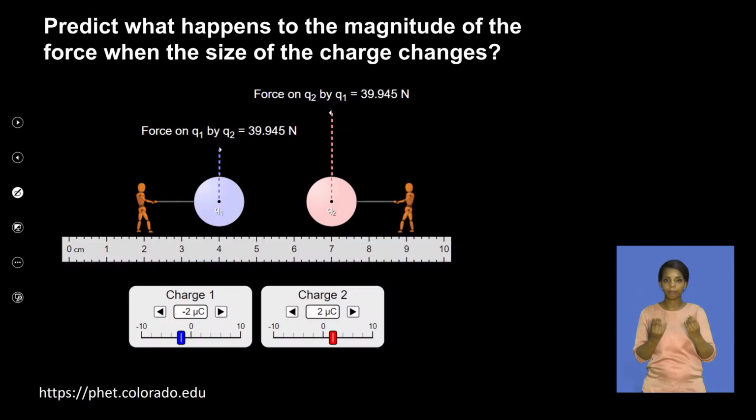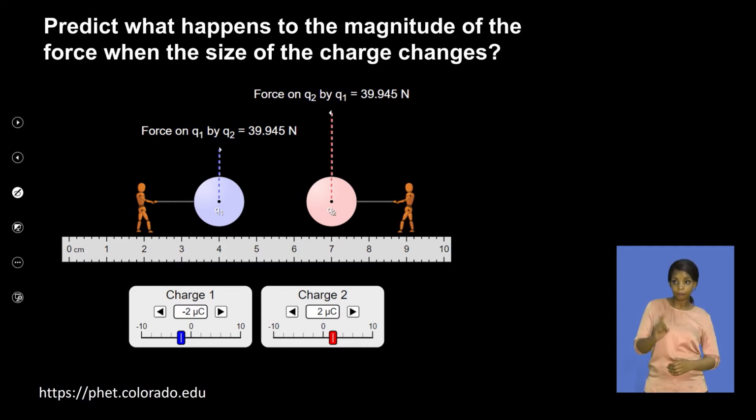Now, having said that, the force, this is basically what we have seen from the simulation. These are the values that we have confirmed, all right? So this is what is going to happen in terms of the magnitude of the force. Now, this one says predict what happens to the magnitude of the force when the size of the charge changes. So this is what, at the end of the day, we want to arrive at.